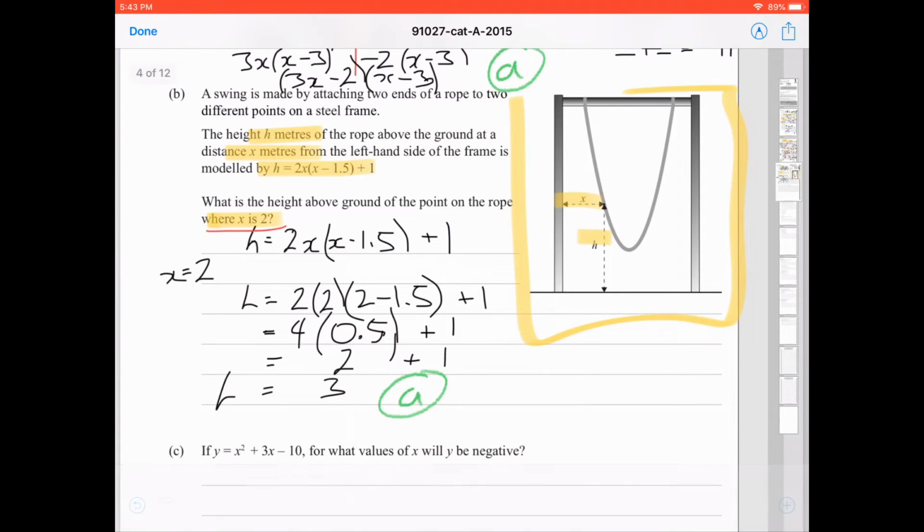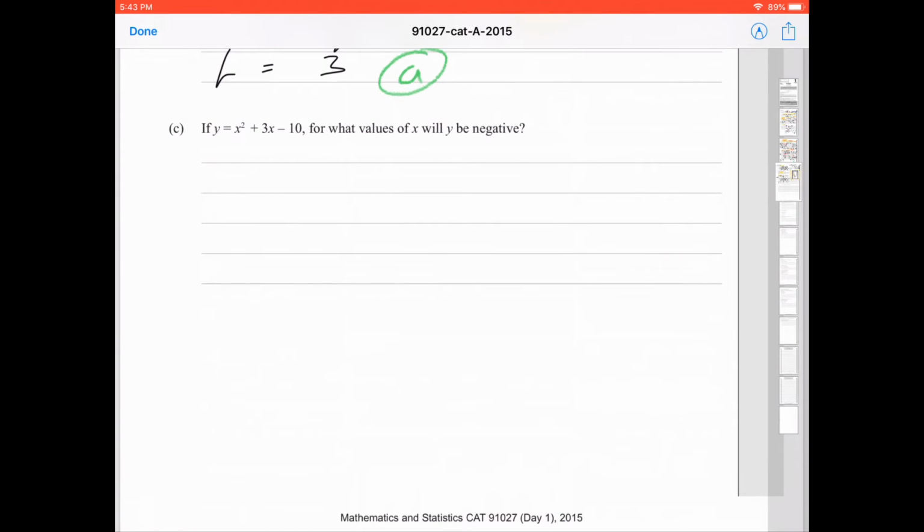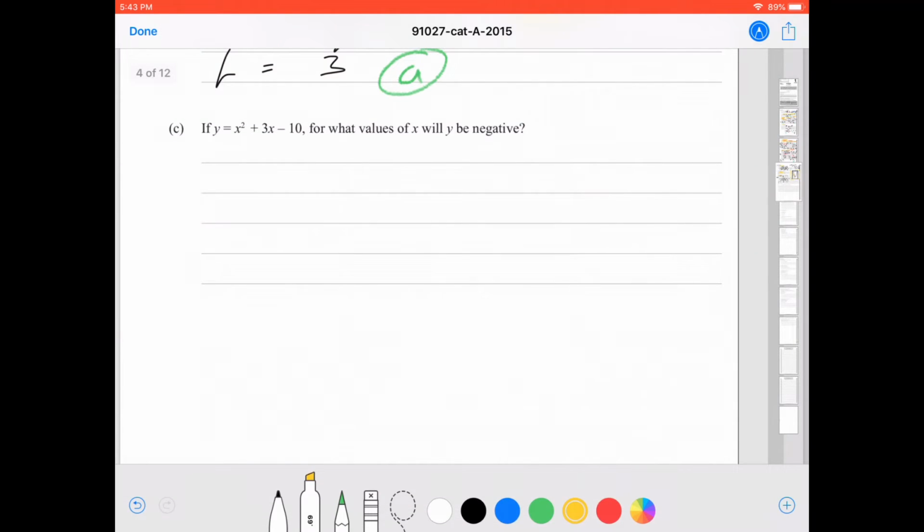So, moving on to question 2c now. It says, if y equals x squared plus 3x minus 10, for what values of x will y be negative? So we've got this function y equals x squared plus 3x minus 10. And we're looking for values of x when y is negative. For what values of x will y be negative? That's the key part to the question.